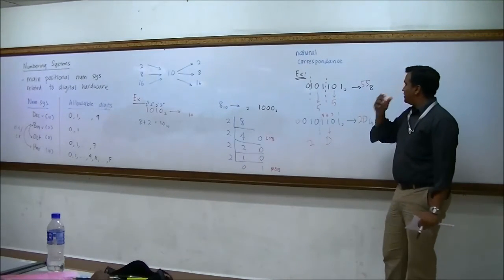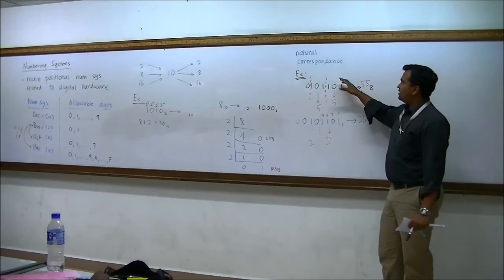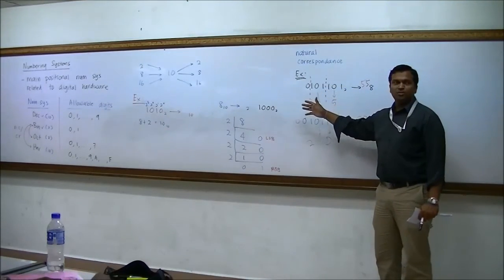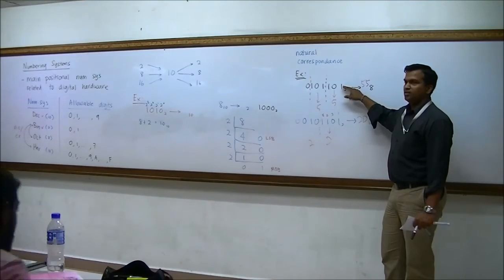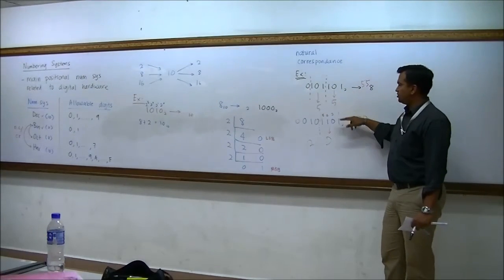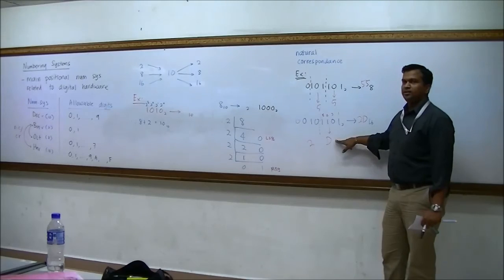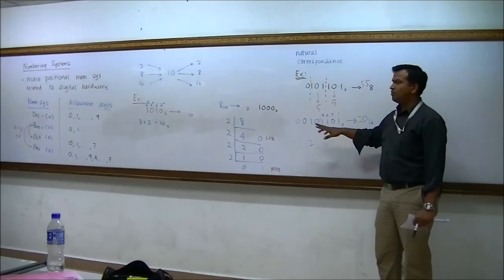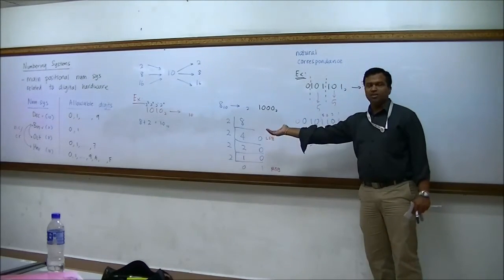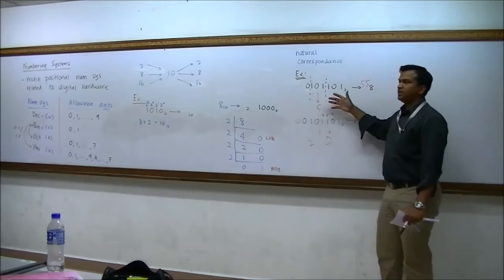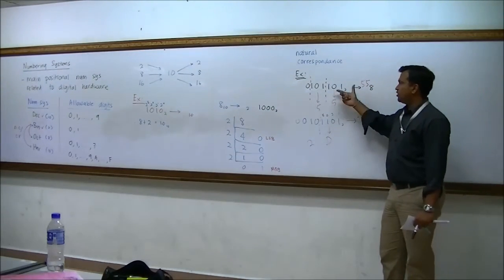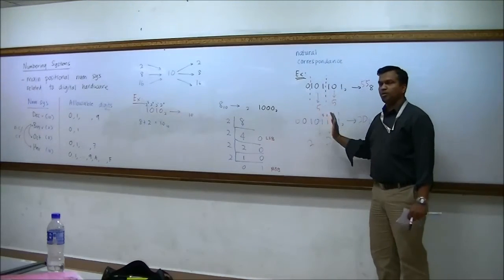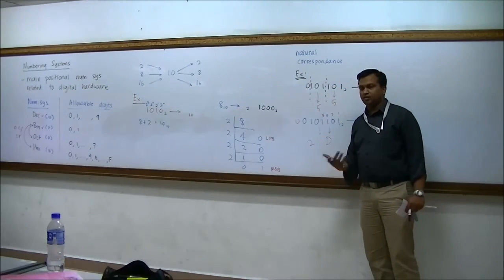Now, this is what is meant by natural correspondence. That means from binary you can straight away convert to octal, or straight away convert to hexadecimal, without performing the multiplication or the long division. It has a natural correspondence. It actually corresponds naturally. You just have to break them into the proper groups. That's what is meant by natural correspondence.